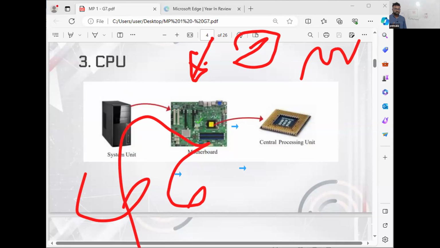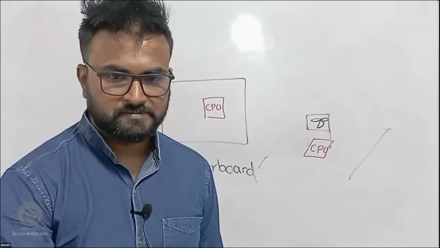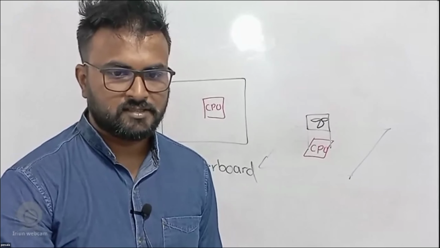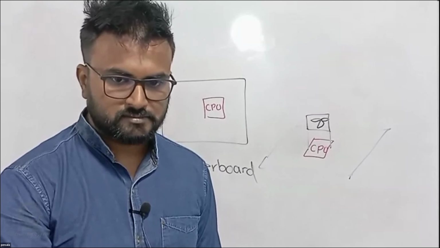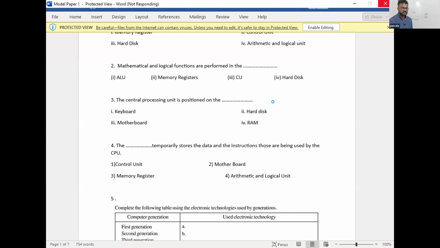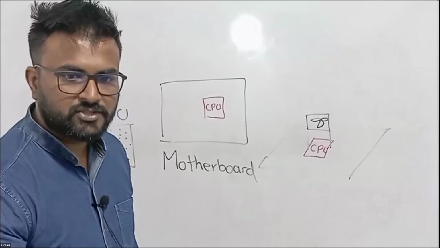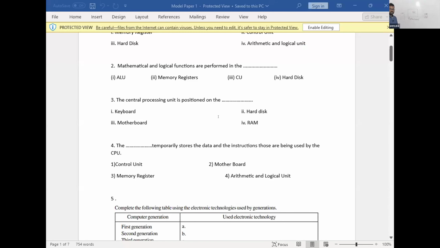Right? So if we take this question, the third one, I'll share the paper again, right? For the third one, the central processing unit is positioned on what? Positioned on the motherboard, right? For that, the answer is motherboard. So, is there any question related to that?